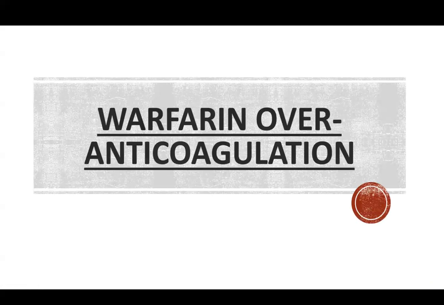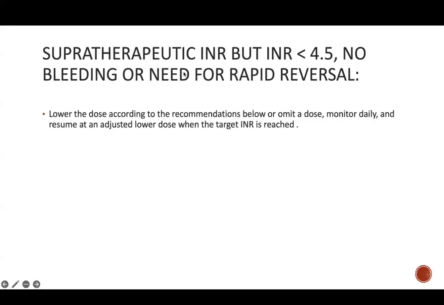Coming to the topic of warfarin over-anticoagulation. Whenever the patient is on warfarin, we monitor with prothrombin time and INR. Suppose the patient has an INR of less than 4.5 with no bleeding or need for rapid reversal. For a patient with atrial fibrillation, the target INR is between 2 and 3. Suppose the INR is more than 3, around 3.5 or 4, but less than 4.5. If there is no active bleeding, you need not be worried.